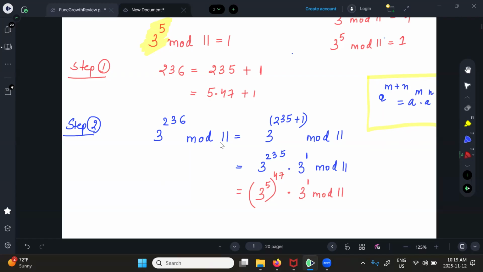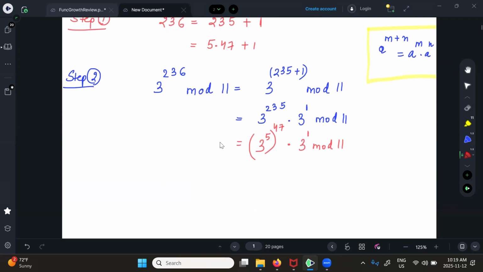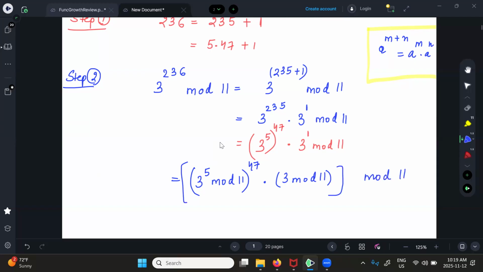Because the property of mod is that I can move it inside and break it up, every sum or every multiplication gets its individual mod. So I can rewrite this using the property of mod: 3 to the power 5 mod 11, raised to that big power, times 3 mod 11. And eventually for the answer, we again apply mod 11, because we are in this universe where we divide everything by 11 and record the remainder.